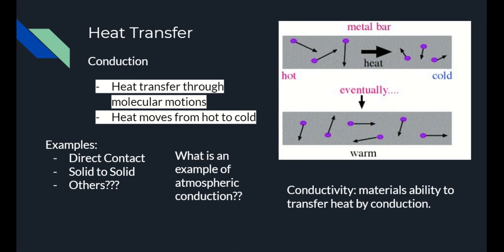That's conduction. And then conductivity is a material's ability to transfer heat by conduction. Hence why conductivity comes from conduction. So here you've got a hot metal touching a cold metal, and the heat is moving towards the cold. Eventually the hot is going to cool itself down, but the cold is going to heat up. And now you get this nice, everything's the same temperature.